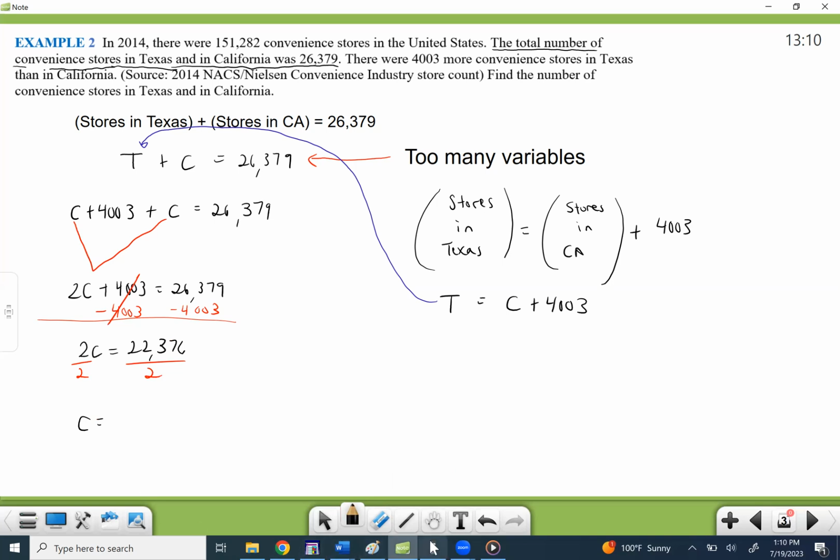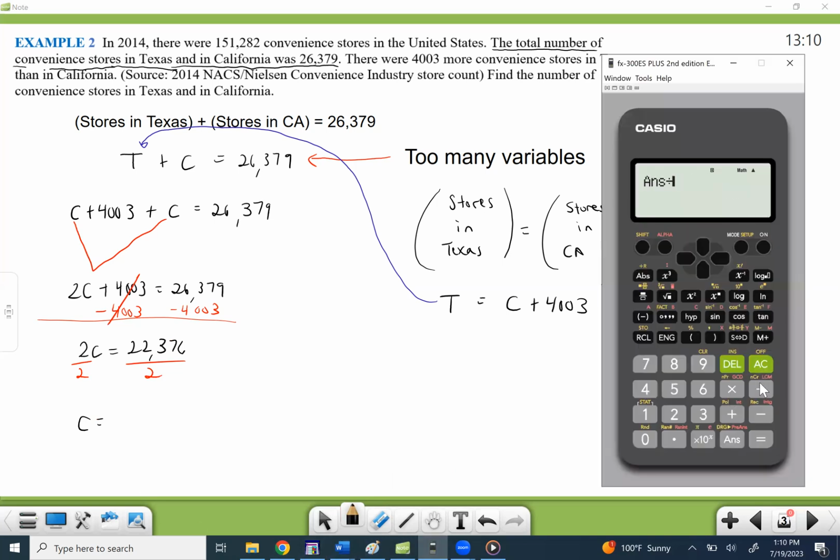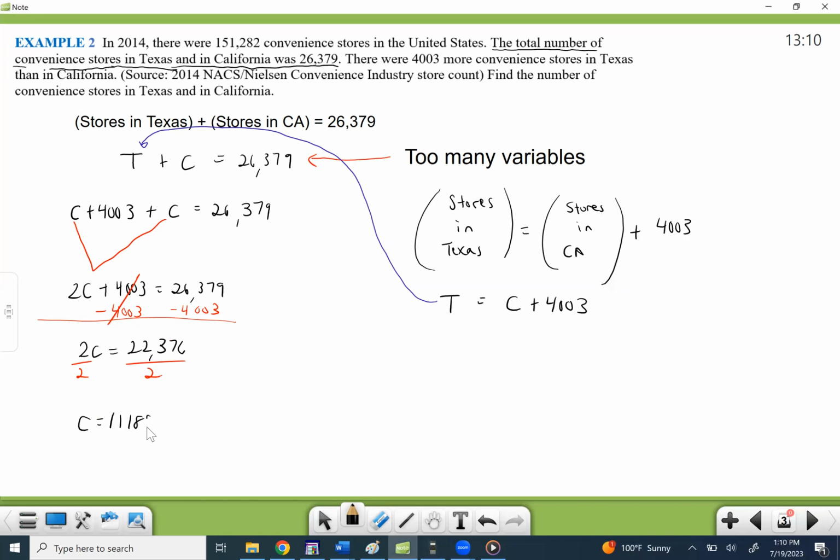All right. So let's pull back up that answer and we'll just divide it by 2. 11,188. Oh, it went in evenly. I guess we don't have to round, huh? All right. Now, what did we find? This is why having nice variables instead of X and Y is helpful. It's like, I know what I found. It's a C. That's the stores in California, right?